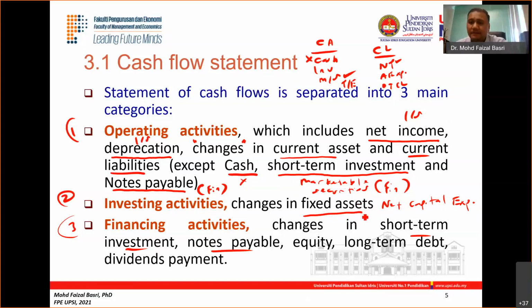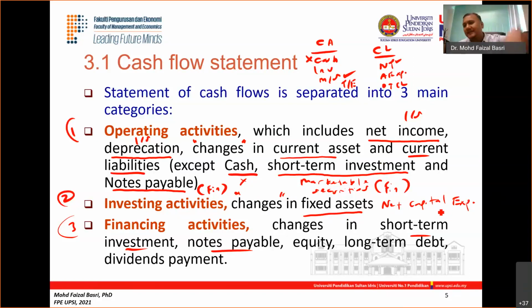All right. By the way, when I say changes, later I will share with you what it means. Basically, we will compare two years of statements. So when I say changes, it means the difference between year one and year zero, for example. What we need to do is just subtract the previous year from the current year to get the changes, whether increase or decrease. But later on I will share with you the steps. So after current assets, fixed assets will be part of net capital expenditure.